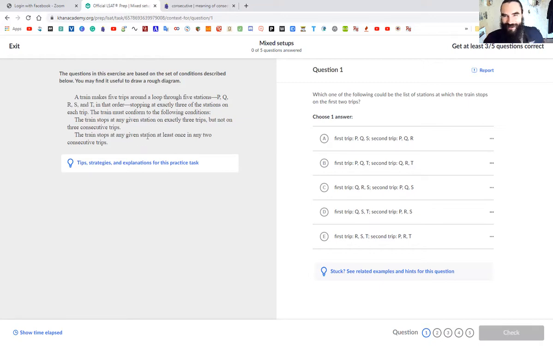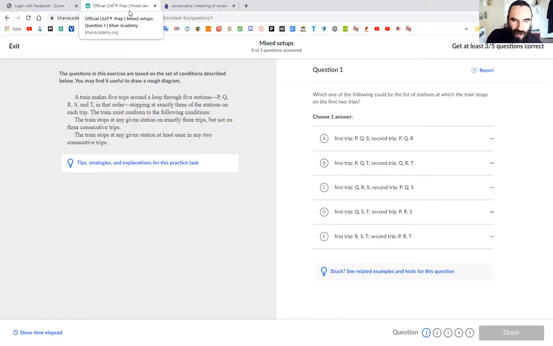Okay, let's be a little bit more stubborn and try to do something. Okay, there's five stations. So it's like 1, 2, 3, 4, 5. The train stops only on 3 of them. Exactly. At exactly 3 of the stations on each trip. The train must conform to the following conditions. Stops at any given station on exactly 3 trips. Okay, during three trips, it stops on all of them, but not on 3 consecutive trips.